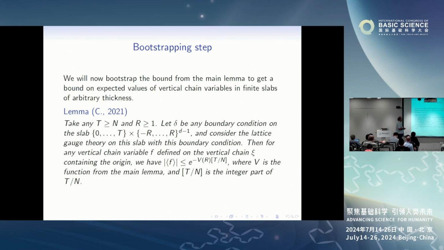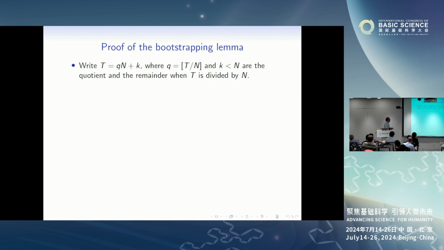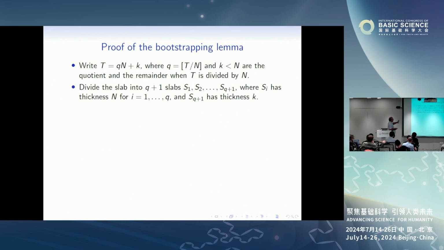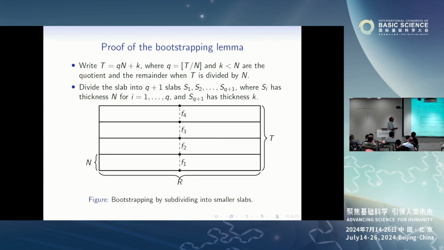So what you do is you take any t, and you take this slab, and then by bootstrapping this lemma, you can show that the expectation of f in this thicker slab of thickness t is e to the minus vr times t over n, essentially. So this is a bootstrapping step which tells you that you can multiply vr by some constant times t. Let me just quickly tell you how this goes. You take this big slab and you divide it up into smaller thin slabs of size n each, like this. And this vertical chain variable from the bottom to the top breaks up as a product of these variables.